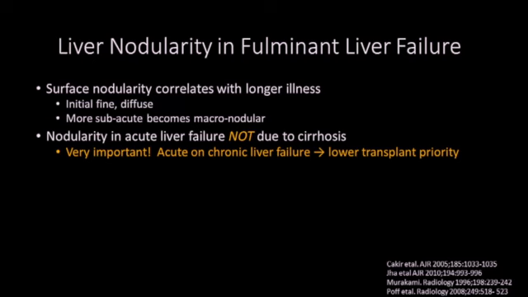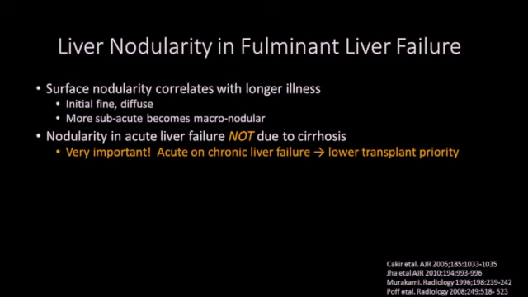The key thing here is that this nodularity is not due to cirrhosis, and this is crucial. If you're presented with a patient and the clinicians tell you the patient is in acute liver failure and you come across a nodular contour, do not immediately say this is cirrhosis. Just report it as a nodular contour.